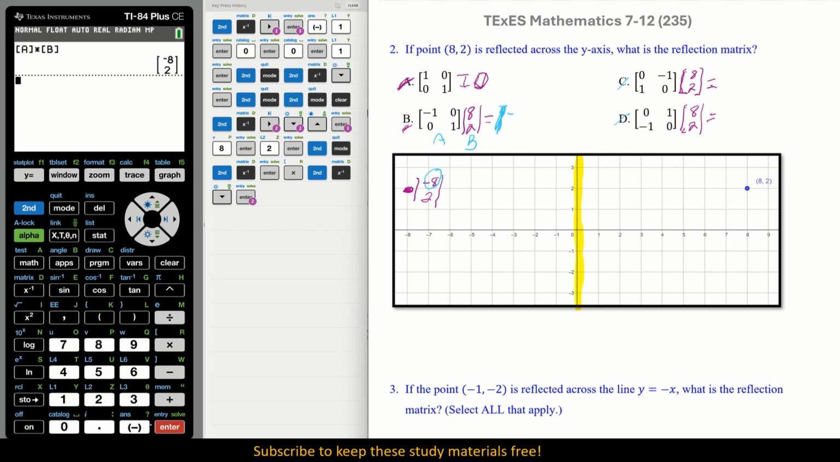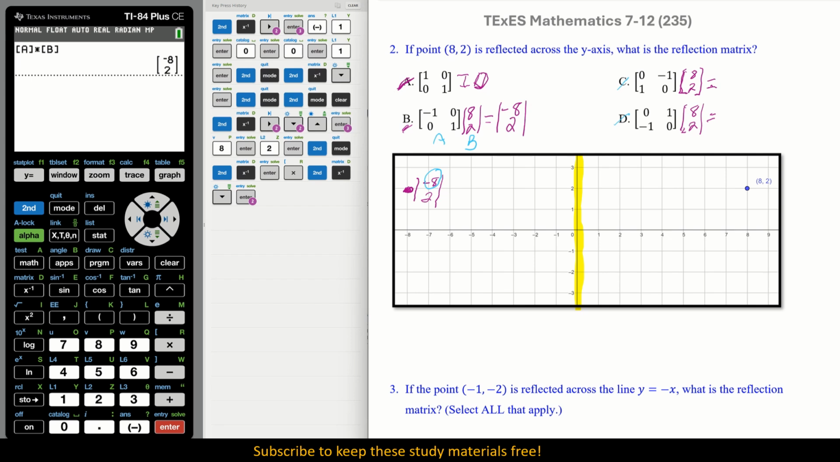Oh, if I could improve on my writing with my digital pen. There it is. It just takes a second. So that's -8 and 2. At least we knew we did that correctly.